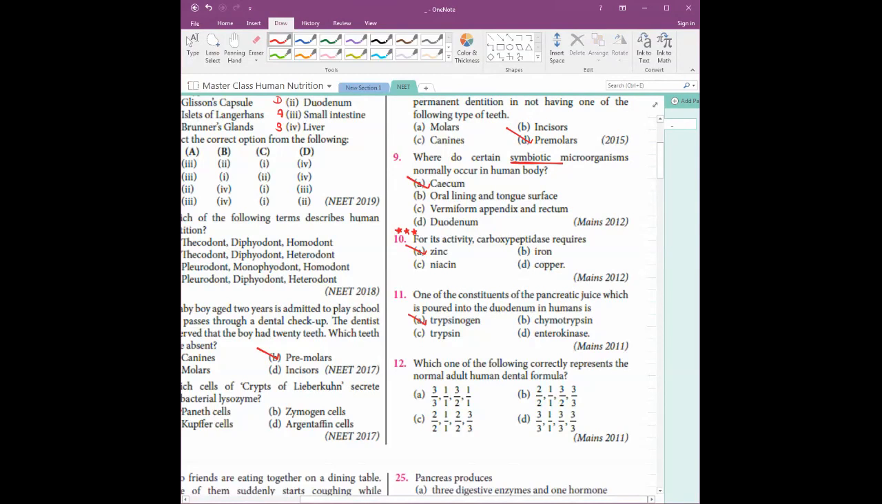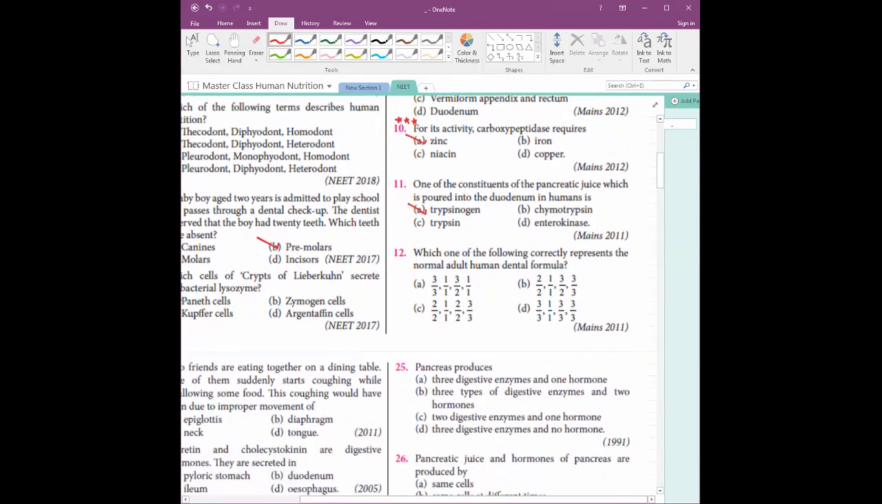Once again, keep this in mind. What opens up into the duodenum is the pancreatic duct, which releases the pancreatic juice. Keep this thing in mind. Okay, now which one of the following?